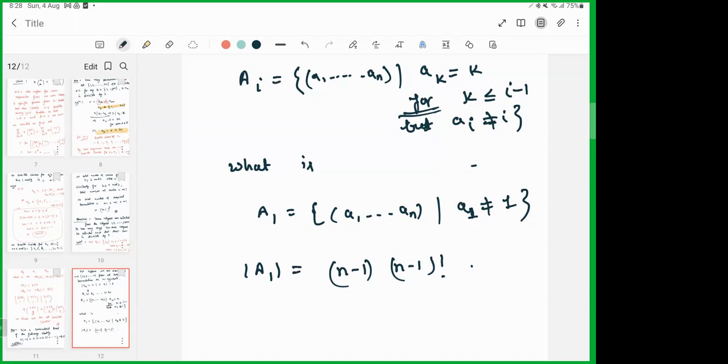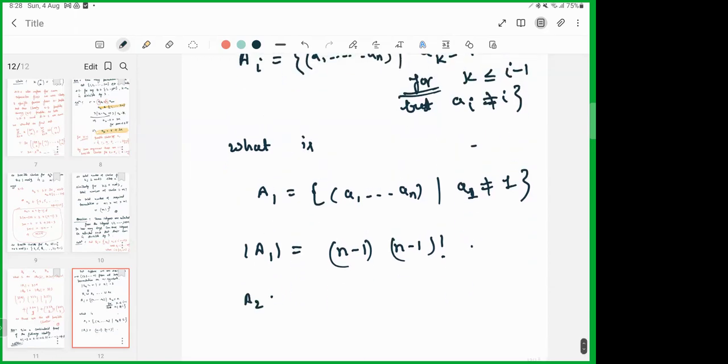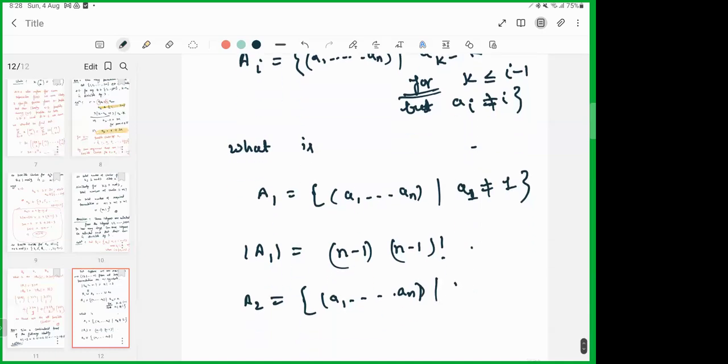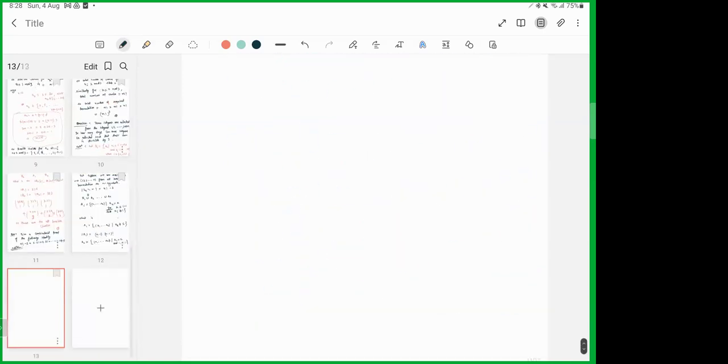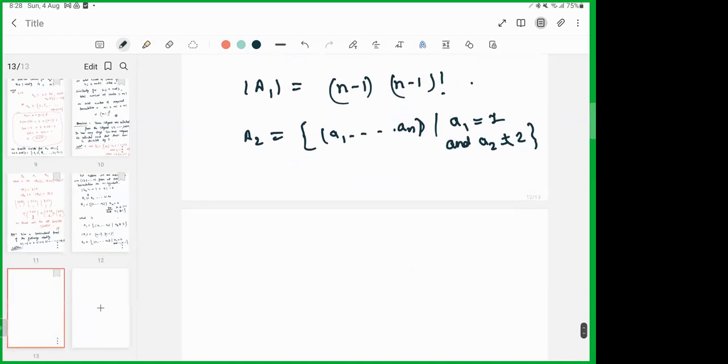Yes. So now for A2, let's see what happens. A2 is a permutation of the form A1, A2, up to An such that A_k equals k for k less than or equal to i minus 1. Here 2 minus 1 is 1, so k less than or equal to 1. So only k equals 1 is the possible case. That means A1 should be 1 and A2 should not equal 2. These are the only possible permutations in A2. So now what is the cardinality of A2?